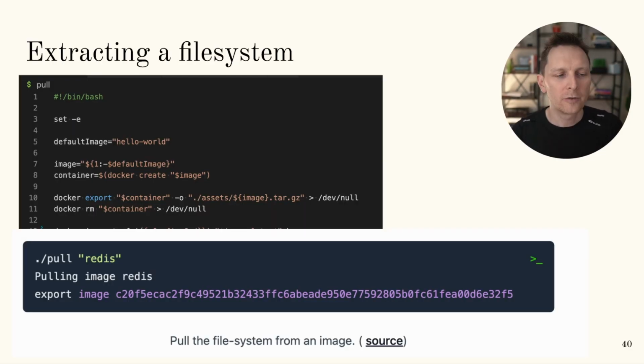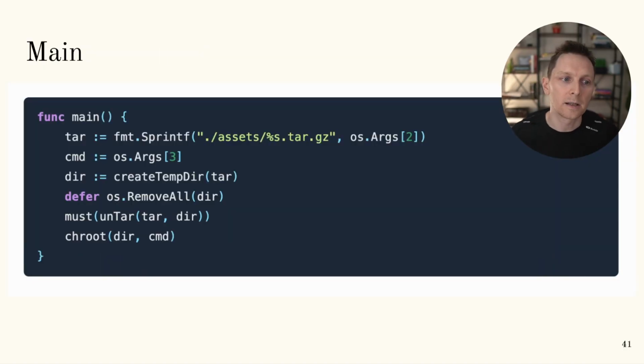So here's how I do it, right? For the extracting, I'll just use a simple bash script. If you pass me a thing, pull redis, then I'm going to pull it down and store it somewhere, right? Then I'm going to extend my main method. I am going to take in an argument and look for that tar file. I will create a temporary directory of that tar. And then at the end, I will untar it all. And then in the meantime, I will run change root, right?